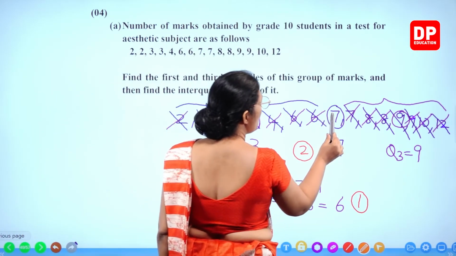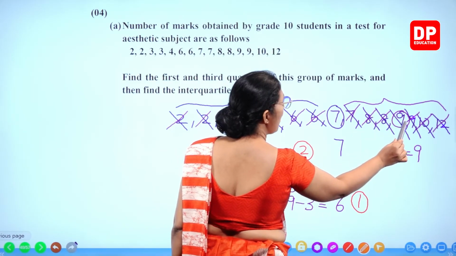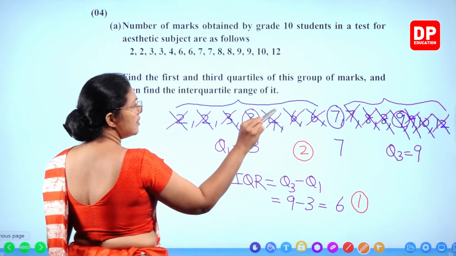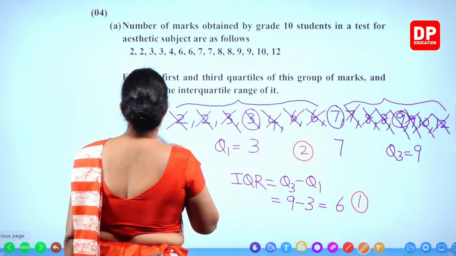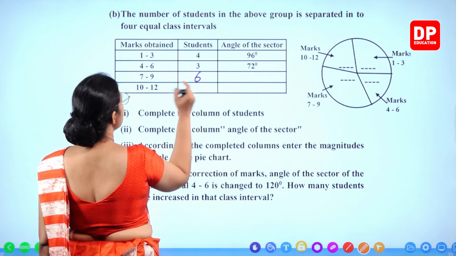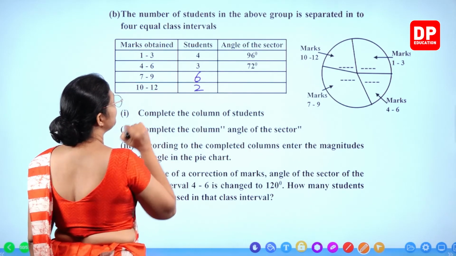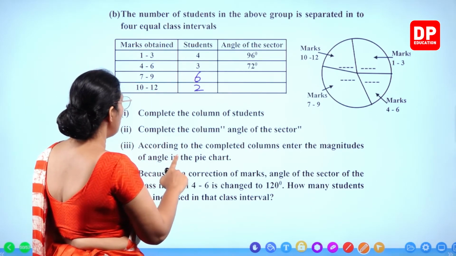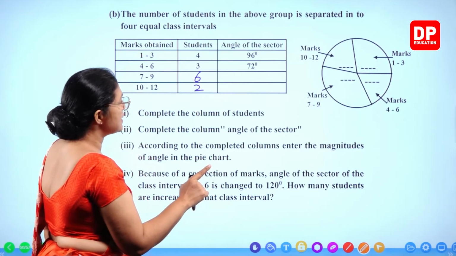7 to 9. 1, 2, 3, 4, 5, 6. And the other one is 2. So you can easily fill this table. This should be 6 and 10 to 12, that's 2. Then complete the column angle of the sector.